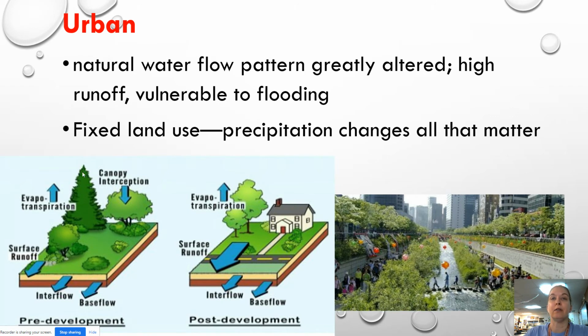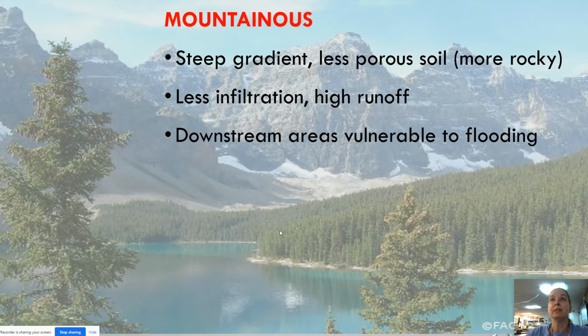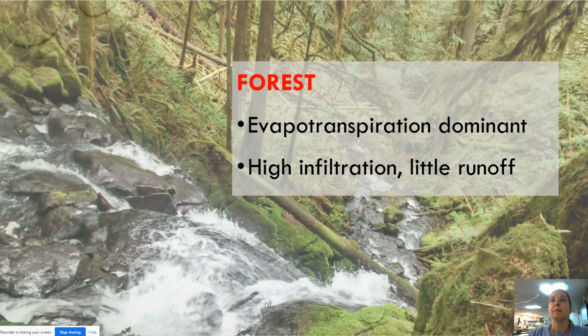So you can see all of this awesomeness versus a lot less. Mountains: very steep gradient, less porous soil, much more rocky, less infiltration, very high runoff, and downstream areas are often vulnerable to flooding. Forest: the evapotranspiration is very dominant, so that means most of the water in a forest is coming out of the plants. It's evaporating or transpiring out of all the leaves. Very high infiltration, very little runoff.